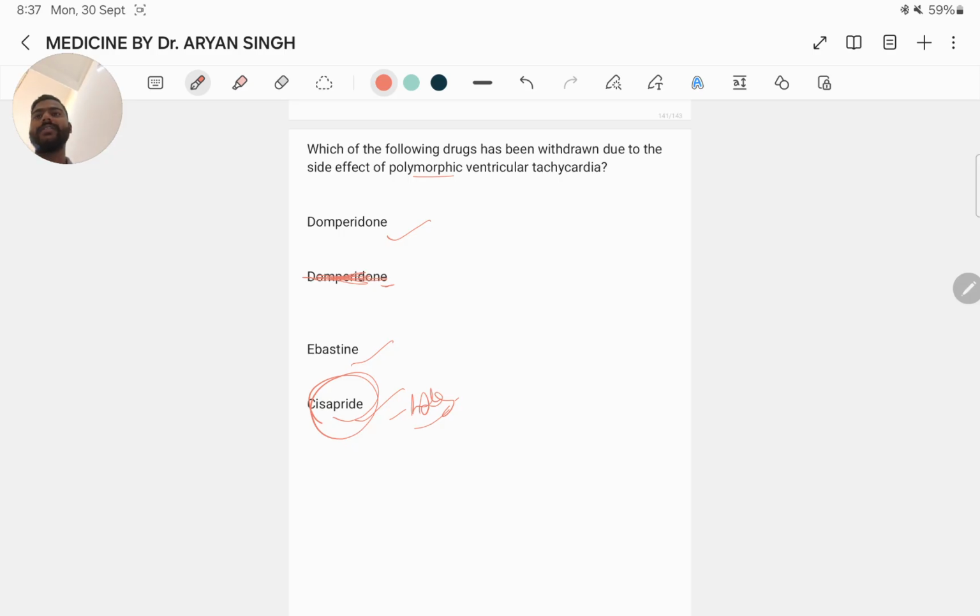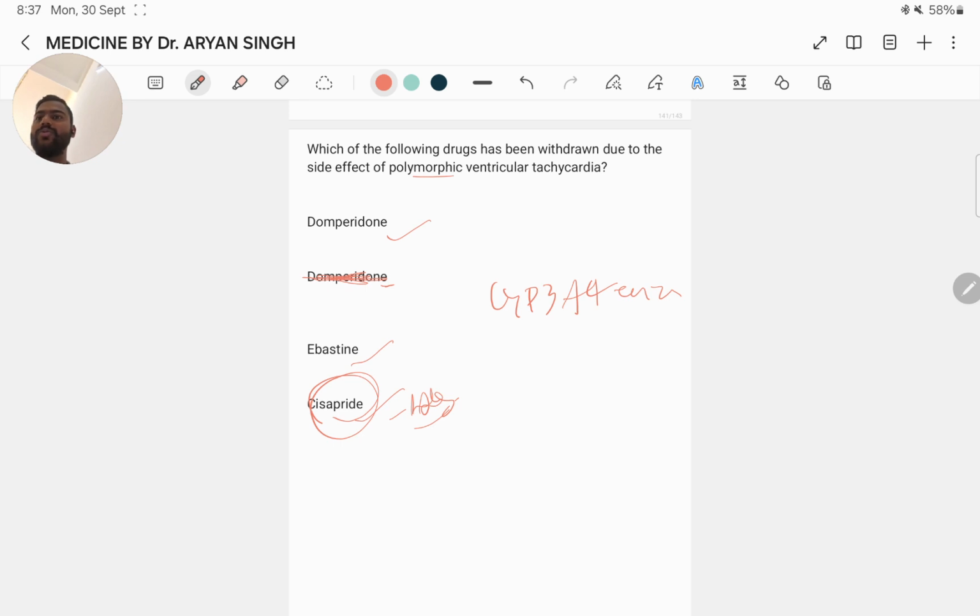Why is it cisapride? Because when a patient is taking cisapride for acid reflux disease, there is already a potential risk of QT prolongation and development of polymorphic ventricular tachycardia. It also interacts with the commonly prescribed macrolide erythromycin, used for the treatment of community acquired pneumonia. Erythromycin inhibits the CYP3A4 enzyme in the liver.